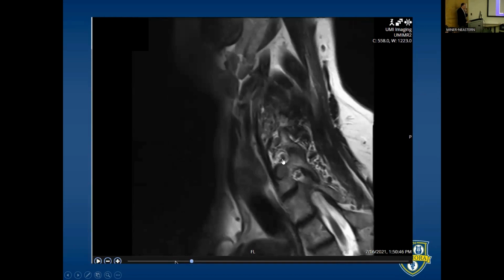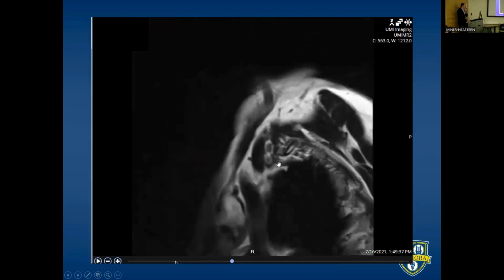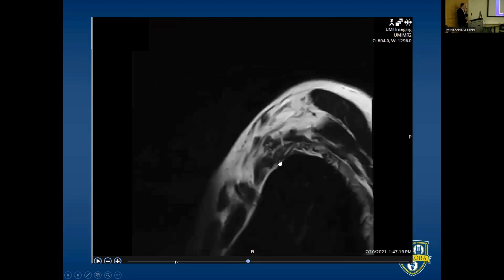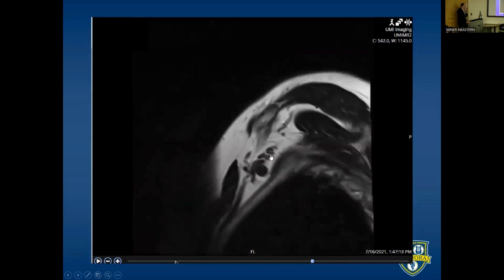So here's the nerve. Follow this nerve as its course. It gets large right there. See how large it is? And then it gets trapped right there, and then it comes out on the other side, and it's more normal caliber.